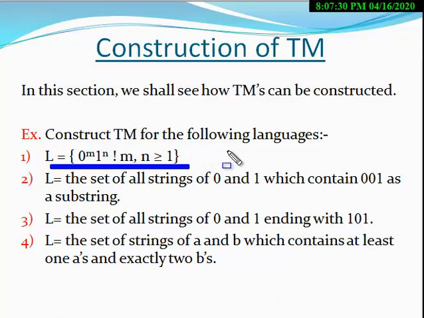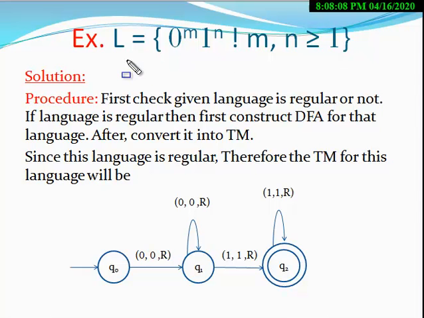So now we will learn how to construct a Turing machine corresponding to these languages. We will construct a Turing machine corresponding to these languages one by one. So first we consider the first language, which is this. Now you have to construct a Turing machine corresponding to this language. When you have to construct a Turing machine corresponding to a regular language, the strategy or the procedure is the following.